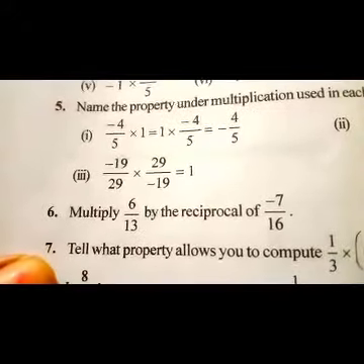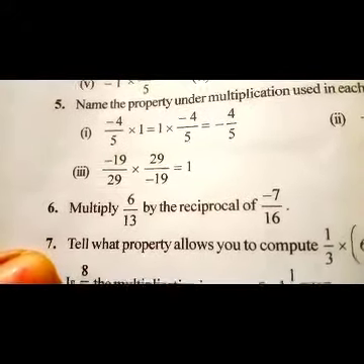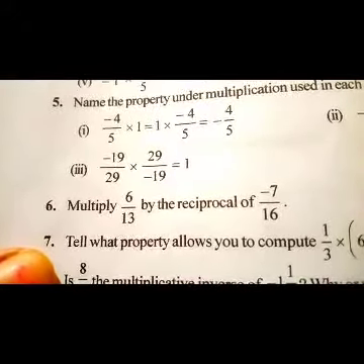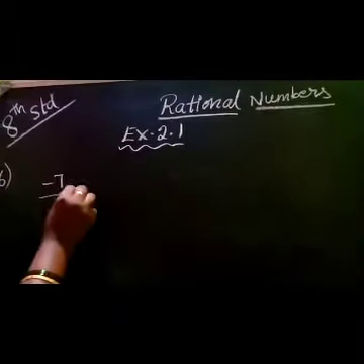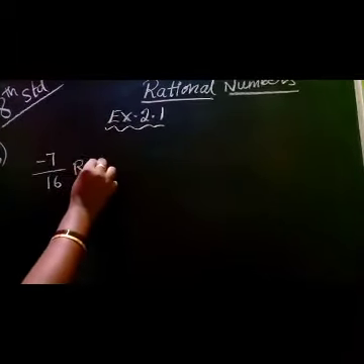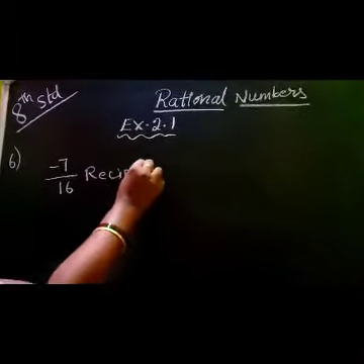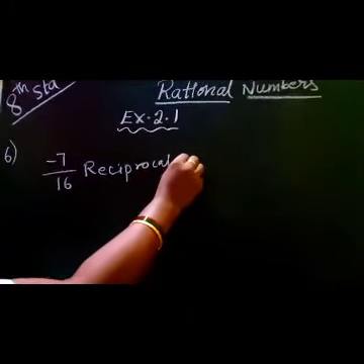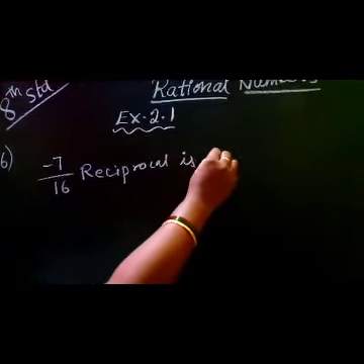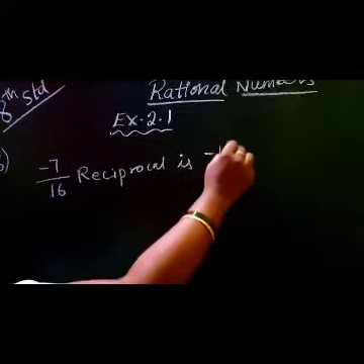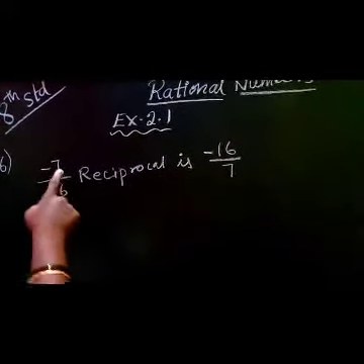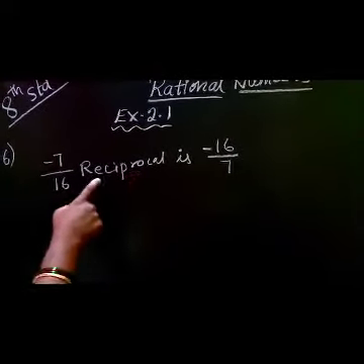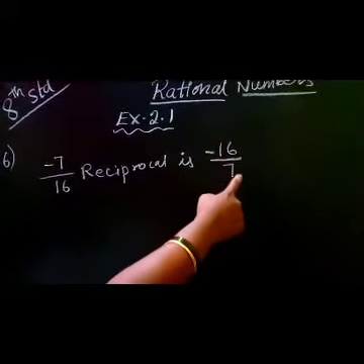Sixth question is multiply 6 by 13 by the reciprocal of minus 7 by 16. What is the reciprocal of minus 7 by 16? Minus 16 by 7. Minus 7 by 16 reciprocal is minus 16 by 7.